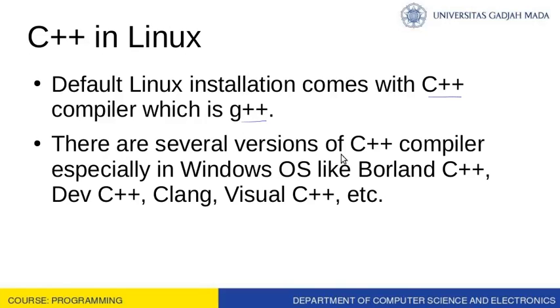There are several versions of C++ compiler, especially in Windows. If you are using Windows, then you can install one of these, such as Borland C++ or Dev C++, CLang, Visual C++, and so on. However, if you install Linux and you use it, then the C++ compiler that comes by default is G++, so you don't need to install anything. By default you will have this.